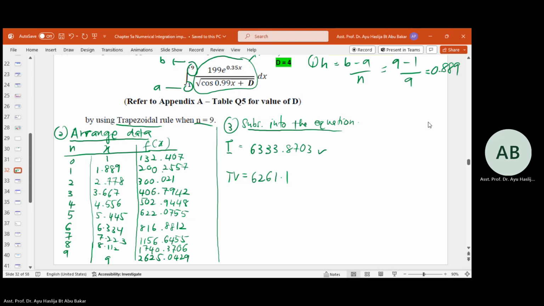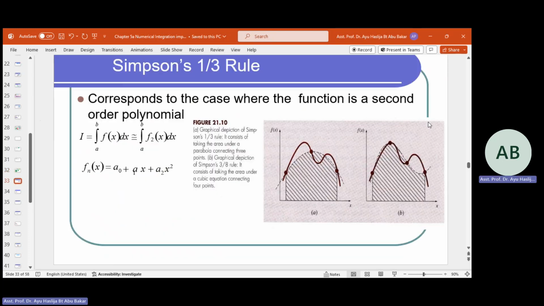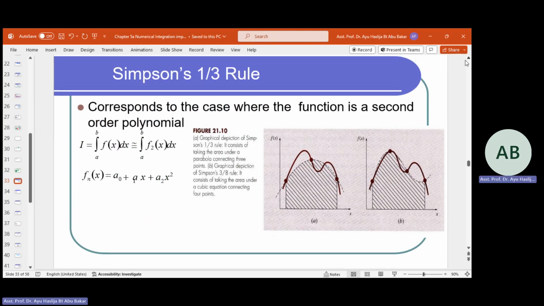Okay. Now I want to move to Simpson's rule. Similar approach, but it uses a different equation. Simpson's rule applies starting with second order onwards. Second order means it needs 3 data points, n equals to 2 with 3 points. If n equals to 1, Simpson's 1/3 rule doesn't apply.